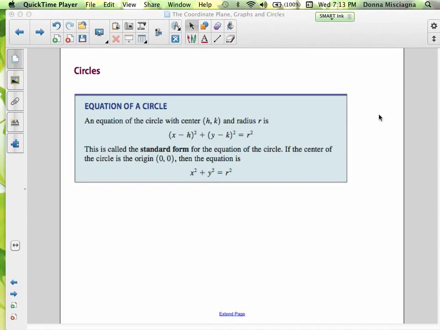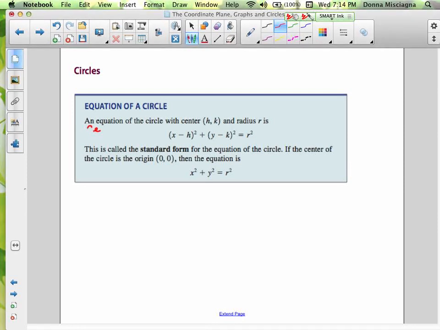Let's look at equations of circles. An equation of a circle with center (h, k) and radius r is (x - h)^2 + (y - k)^2 = r^2. h and k are the center of the circle, and r is the radius. That's all you need to write the equation of a circle, the center and the radius. This is called the standard form of the equation of the circle.